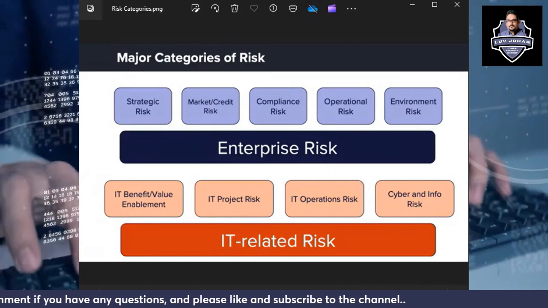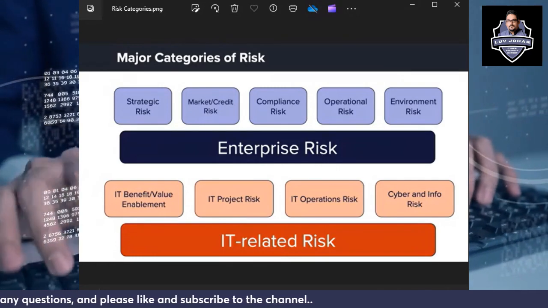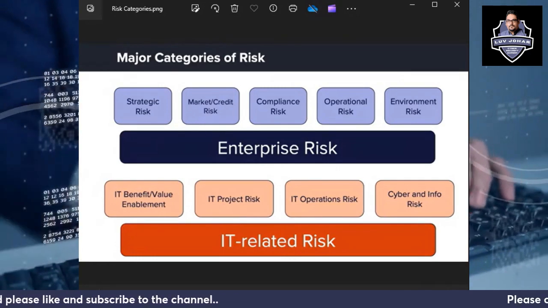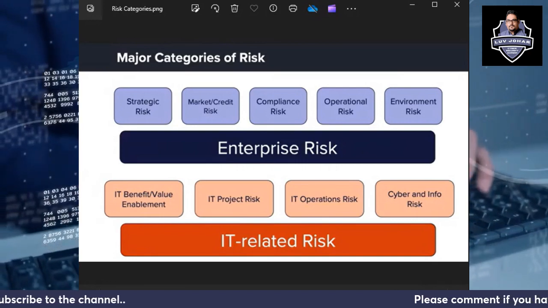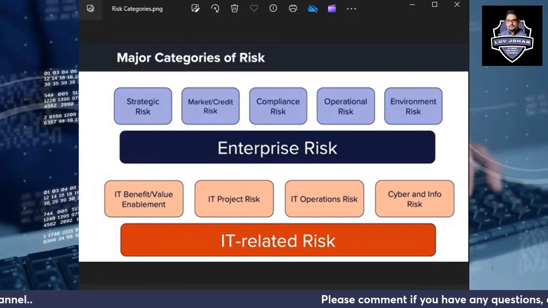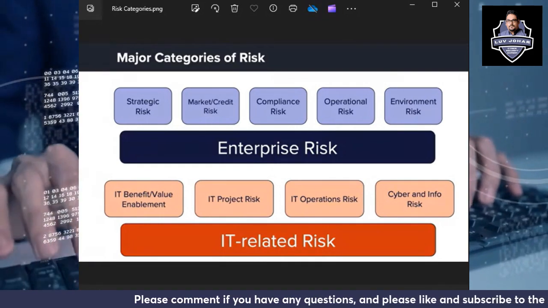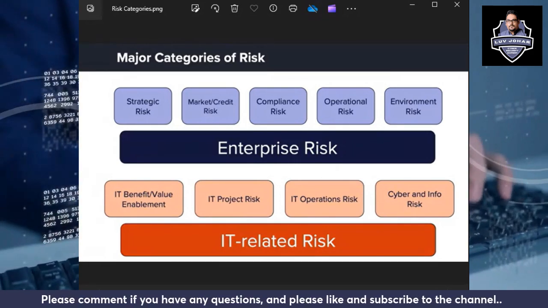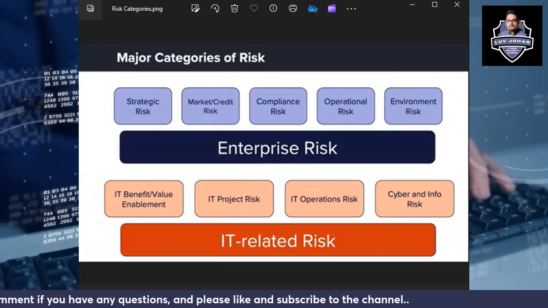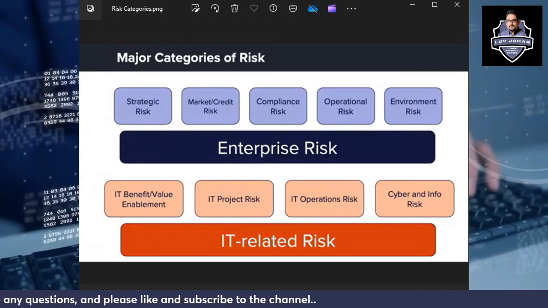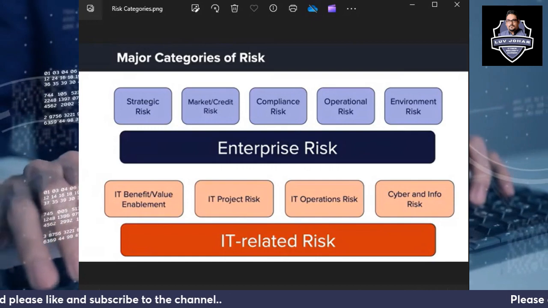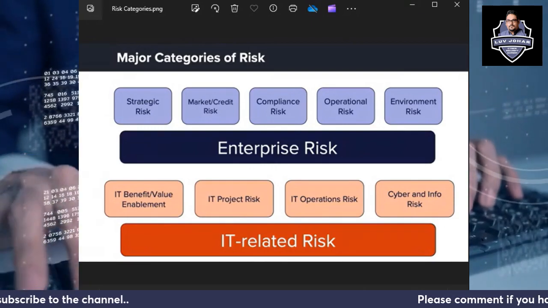Market risk can become important because, let's say, an organization is entering a market and the market is already occupied or the market is changing very drastically, so again it becomes an enterprise risk for the organization. Compliance risk arises if any sort of government compliance or regulations are not followed by the organization. In that case, it becomes a compliance risk for the organization.